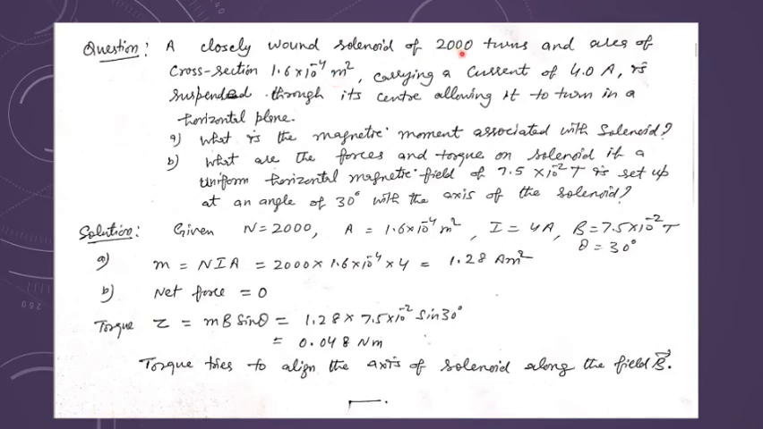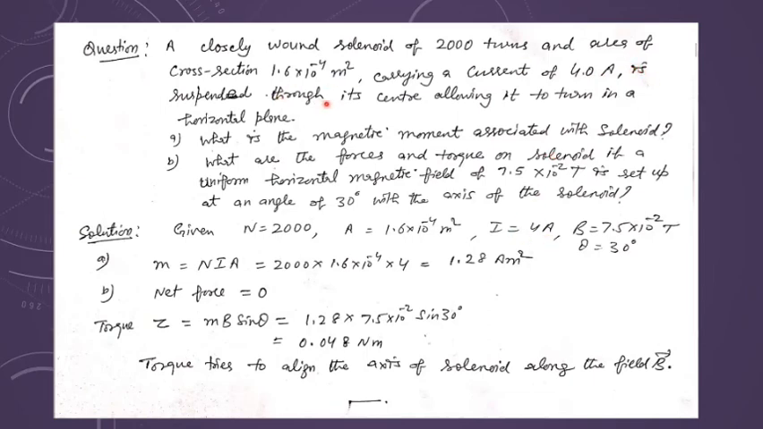The number of turns, capital N, is given in the question as 2000. Always try to write down whatever is given in the numerical, so that the question is clear in your mind in the first read only. The area of cross section is given, 1.6 × 10⁻⁴ meters square. That is A. The current is given, 4 ampere, you can write.